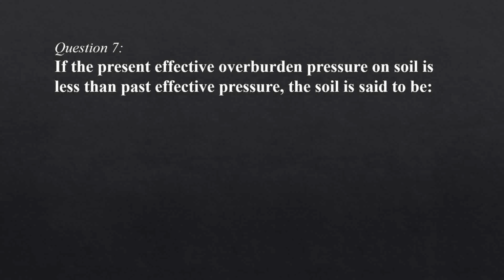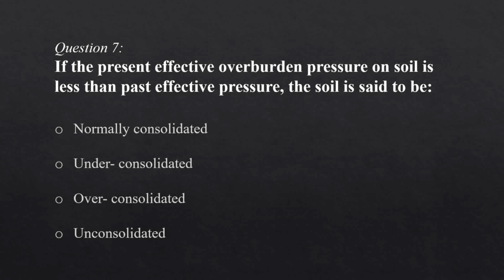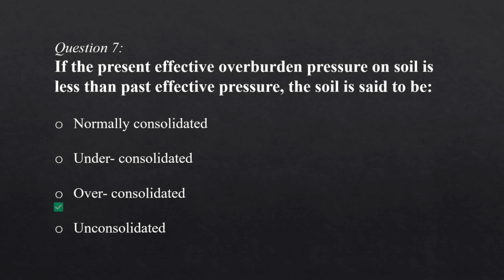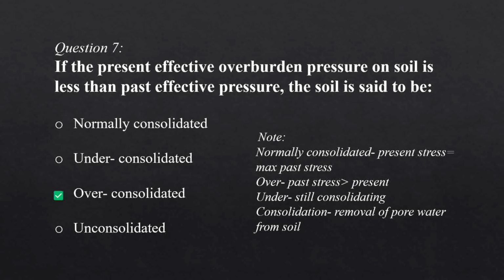If the present effective overburden pressure on the soil is less than the past effective pressure, the soil is said to be. The correct answer is over consolidated. The normally consolidated soil is the soil in which present stress is equal to the maximum past stress. Similarly, over consolidated soil means the past stress is greater than the present stress, and under consolidated soil means the soil which is still consolidating.